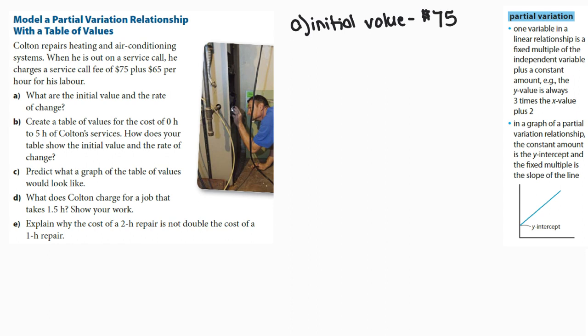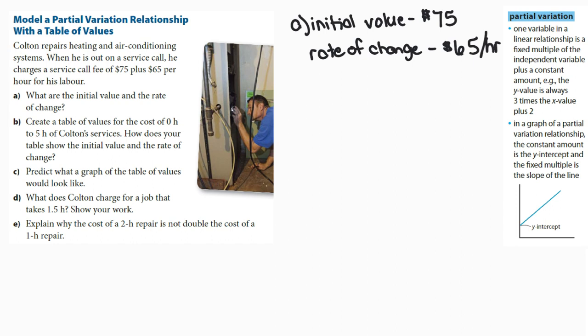And then the rate of change would be how much the price increases per hour in this case. And he charges $65 per hour. So that would be your rate of change. So for every time the hour increases by 1, the cost increases by 65. So the rate of change is $65 per 1 hour.